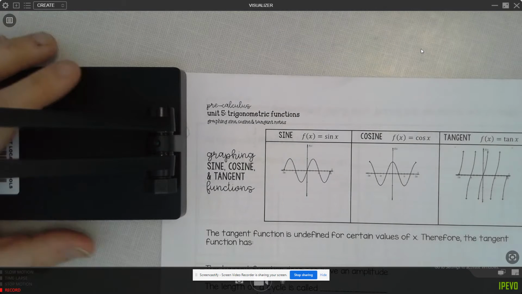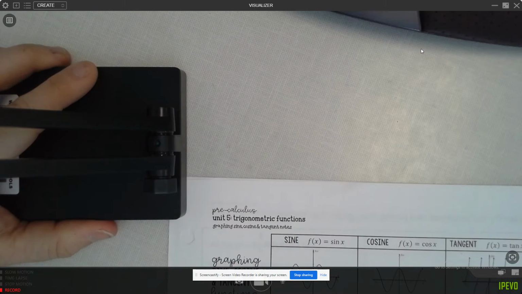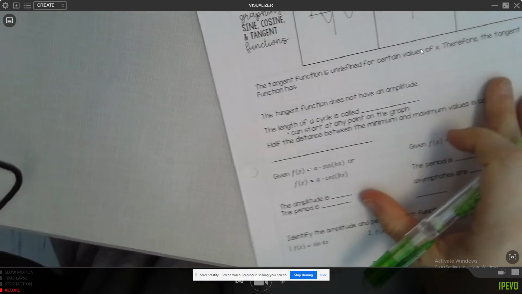Okay, this is our graphing sine, cosine, and tangent notes. So you'll see that these all have periodic, they continue on from point to point. But you will hear me say that we'll talk about some cheats to be able to graph these nicely.